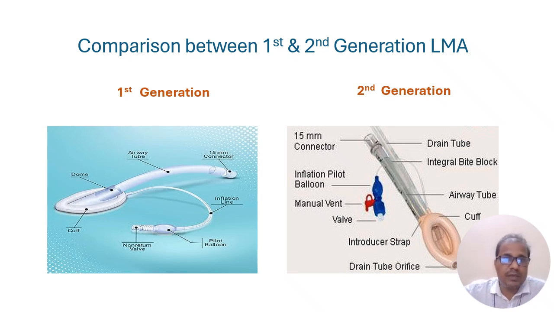Now, if we compare a diagram of the first generation and second generation LMA, we will see that in the first generation there is no gastric drain tube. In the second generation there is a gastric drain tube. This is the extra advantage for the patient and also for the physician.